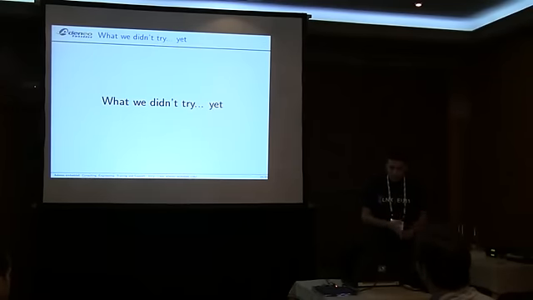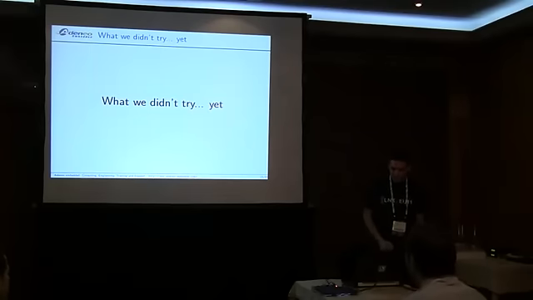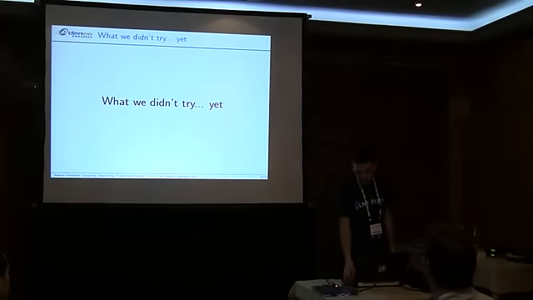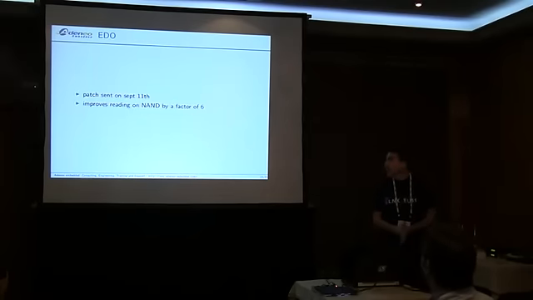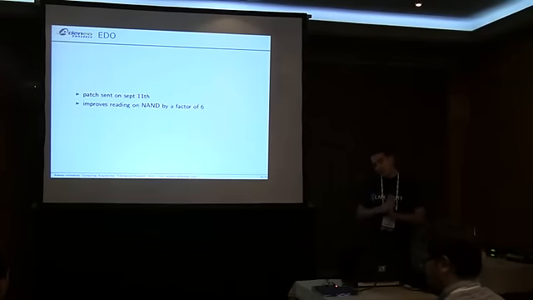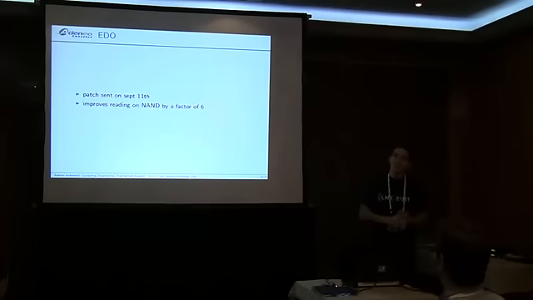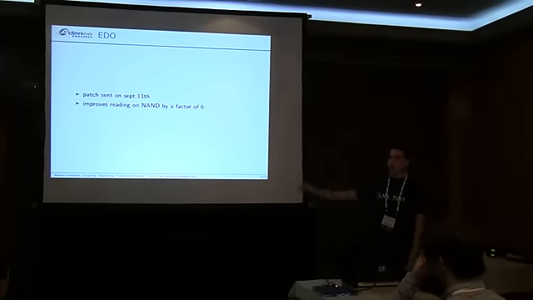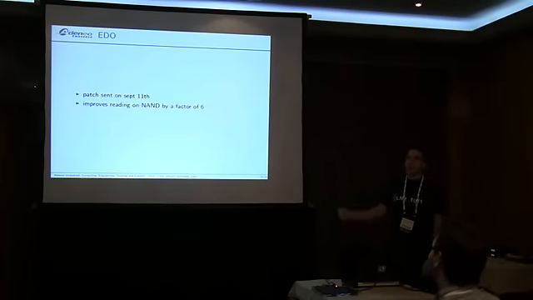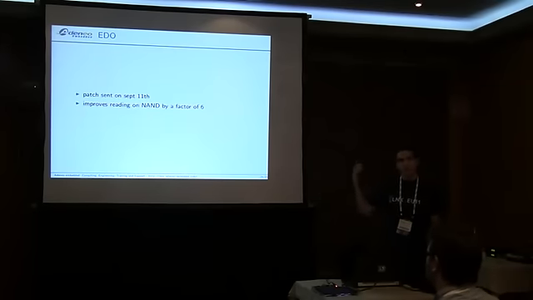There are some things that we didn't try. I will still present them because I think they're interesting. We saw a patch for EDO on Freescale platforms, which will improve reading from NAND. So maybe NAND will then be faster than the SD card. I will have to try it.